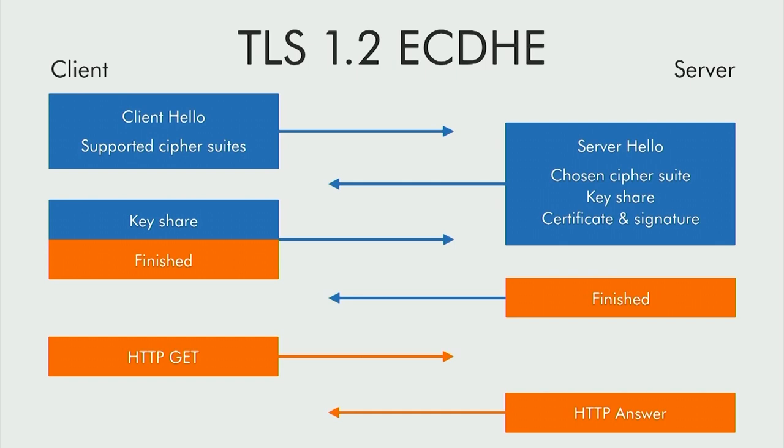In TLS 1.2, what you're seeing here, what has been the gold standard for almost a decade now, there are two round trips. So there are two steps in the handshake. The client sends something, the server responds, the client sends something else, the server responds with something else, and then you're ready to exchange application data. This has been the standard for the last 9 years now.